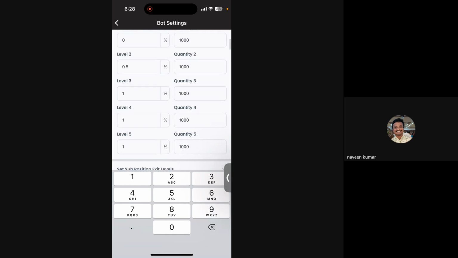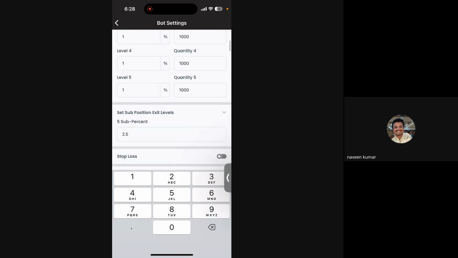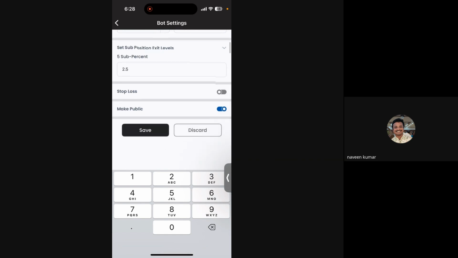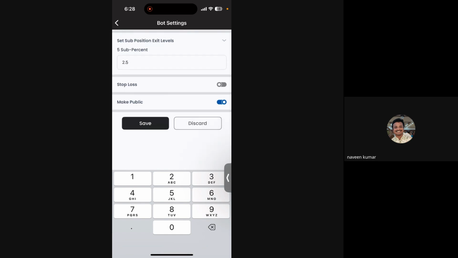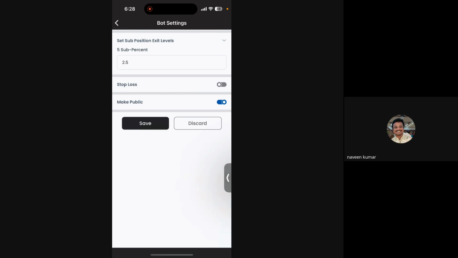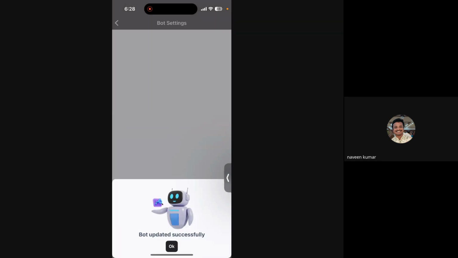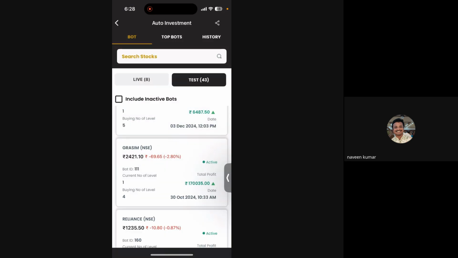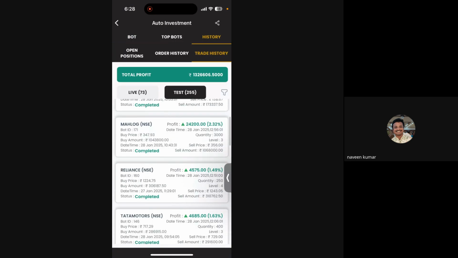Otherwise, the last level buy may continue to go up. Okay, I have not kept stop loss and I have made this public, and that's it. Save it, your bot will be updated. Okay, so let's see other Reliance, 1.5%, and Tata Motors 1.6%.